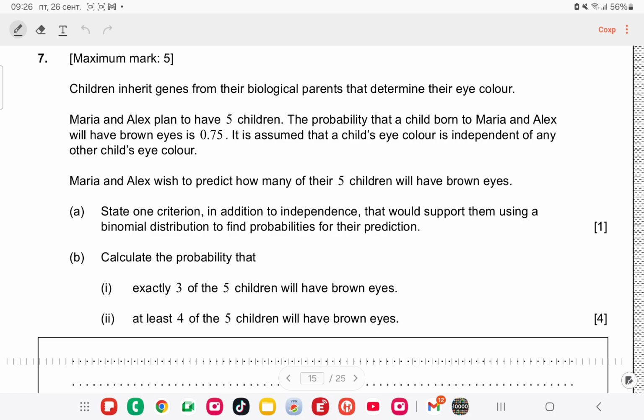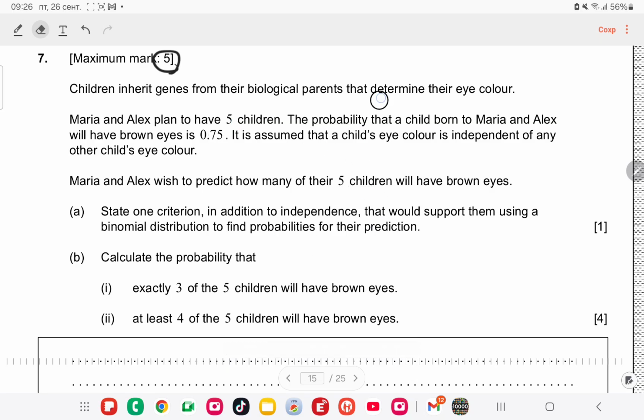Finally we reached the probability, something related to probability. How to identify? Let's make a short overview of this question. It's 5 marks total, and the word probability is given somewhere here, and there are two parts, A and B, with 1 and 4 marks respectively distributed. Then 5 children and something like this. Yeah, and now we are ready to read it more carefully.